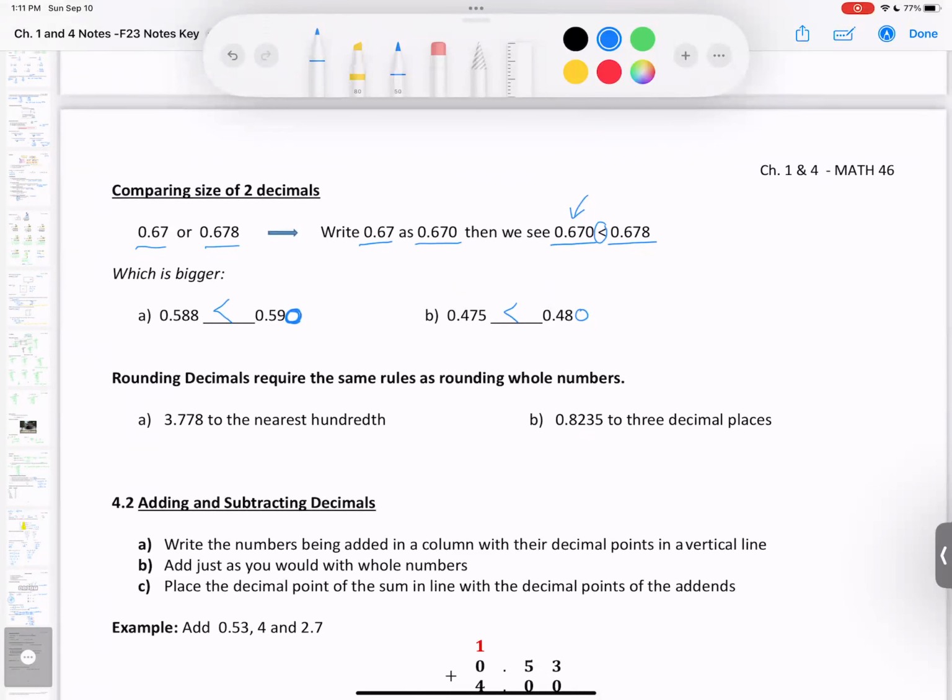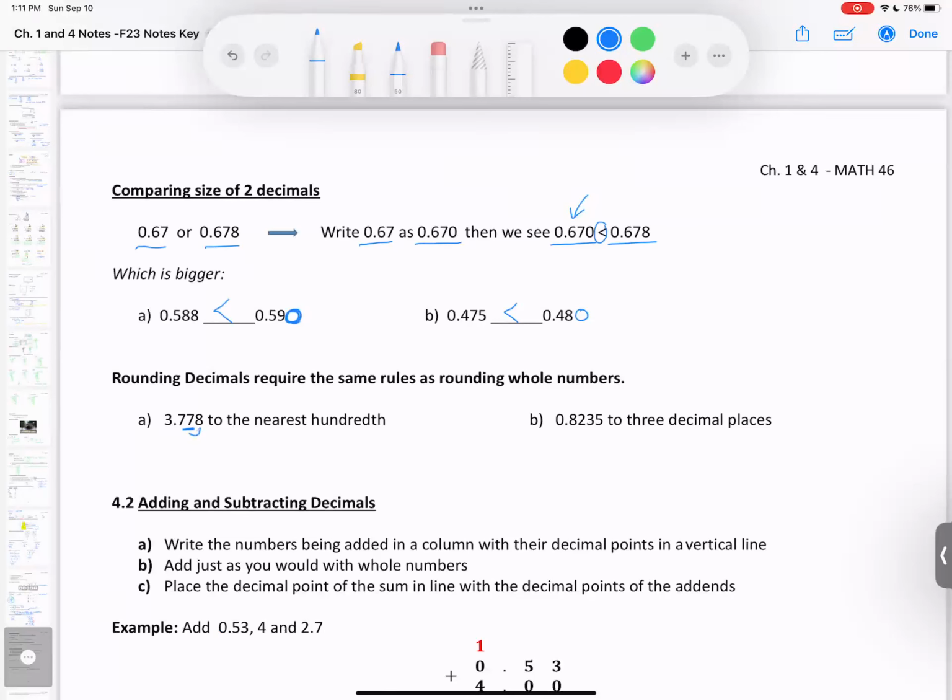All right, rounding rules are the exact same as what we learned when we're rounding whole numbers. Remember, you're always looking to the digit to the right of the place value you're trying to round to. So we have 3 and 778 thousandths. We want to round it to the nearest hundredth. So I always like to underline the position I'm trying to round to.